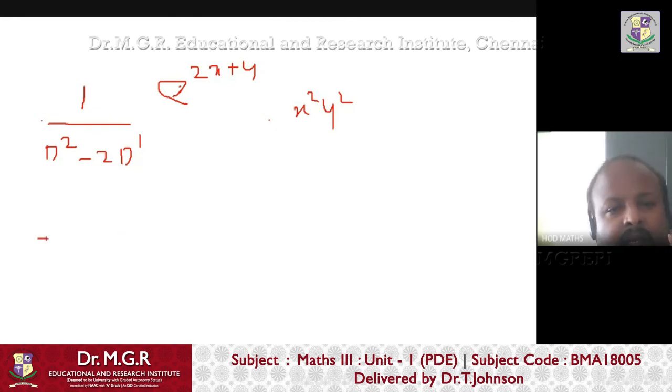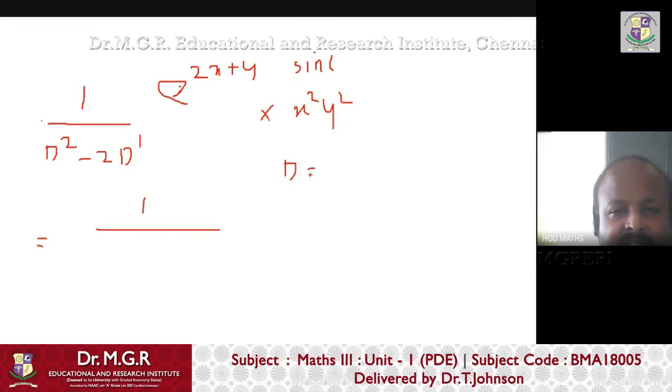The simple idea is that whenever an exponential function is multiplied with any polynomial or trigonometric function, whether it is x square y square or sine of something or cos of something, no problem. Whenever it is in product, you do one simple thing: change D as D plus a. I'm not asking to substitute D equals a. Change D as D plus a.